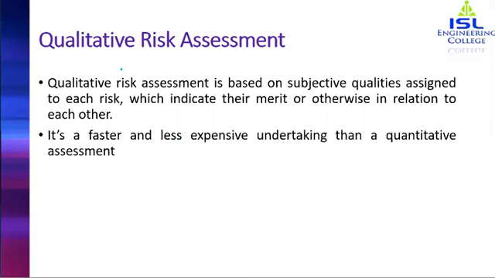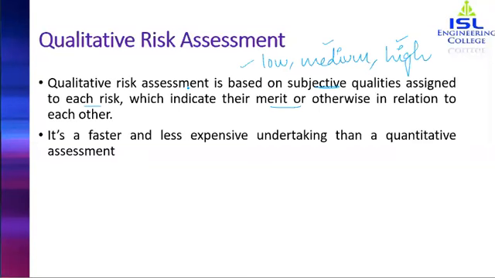Coming on to the first one, that is the qualitative risk assessment. This qualitative risk assessment is based upon subjective qualities that are assigned to each risk. What are the different subjective qualities? The subjective qualities can be low, medium, or high. Any risk that might occur within a system can be low risk, medium, or high risk. This indicates their merit or otherwise in relation to each other, so you'll get to know how the risk is affecting a specific entity. This is called your qualitative risk assessment.